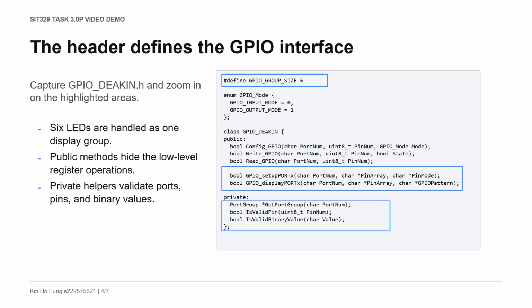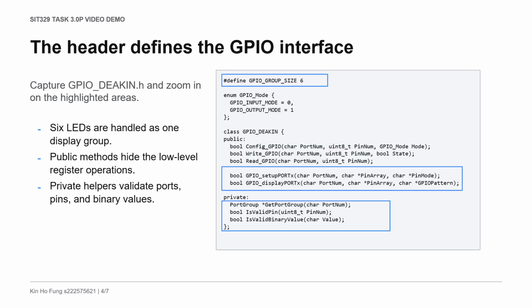This is the header file, GPIO-Daemon.h. The first highlighted line sets GPIO group size to 6 because this task uses 6 LEDs. The next highlighted section shows the group methods. GPIO setup port X configures the 6 display pins, and GPIO display port X writes a 6-value pattern to the LEDs. The final highlighted section shows the private helper method.